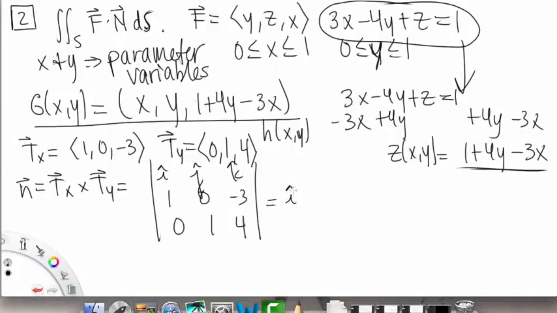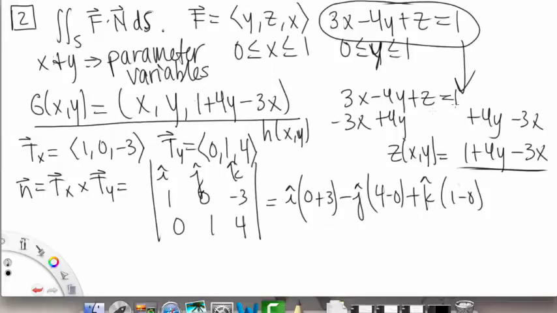Alright, so we get i times 0 minus a negative 3. So that's plus a positive 3. Minus j, which is 4 minus 0. And then plus k, which is just 1 minus 0. Okay, so what we get is that this is equal to 3, comma, negative 4, comma, 1.